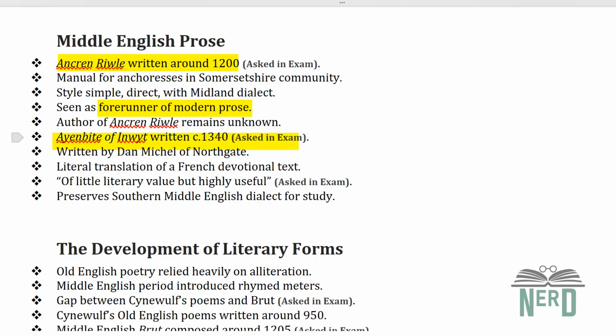Second, Ayenbite of Inwyt, composed around 1340 by Dan Michel of Northgate. It's a literal translation of a French devotional work. While it has little literary value, it is invaluable for philologists because it preserves the southern dialect of Middle English. So remember, Ancren Riwle for early prose simplicity and Ayenbite of Inwyt for its dialectal importance.